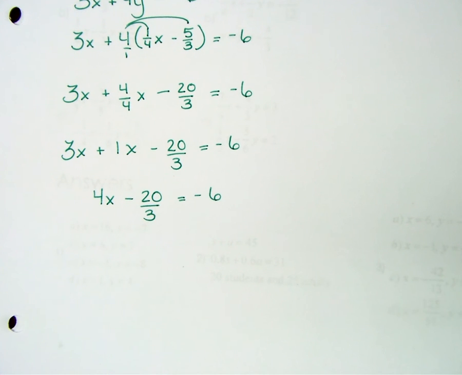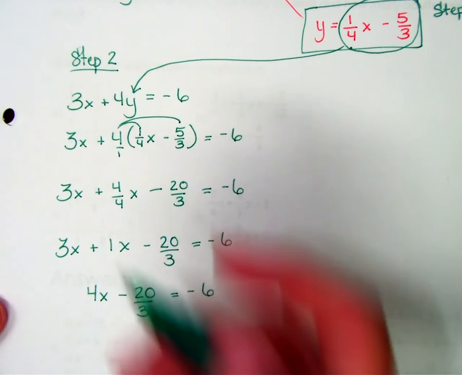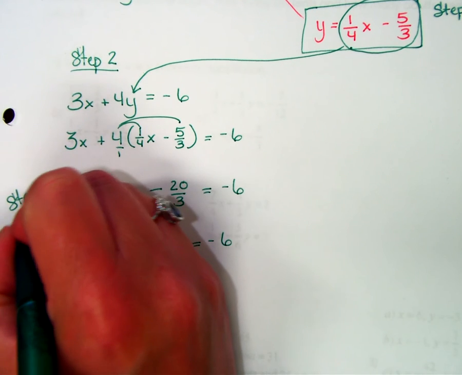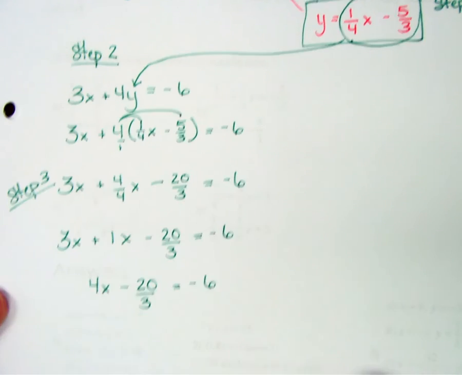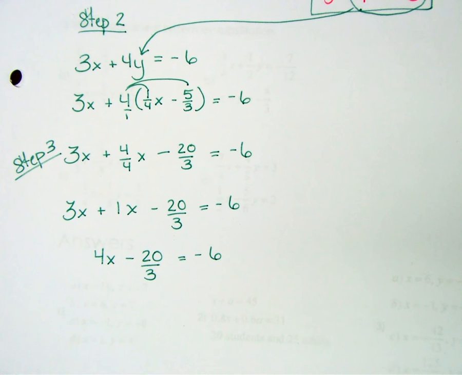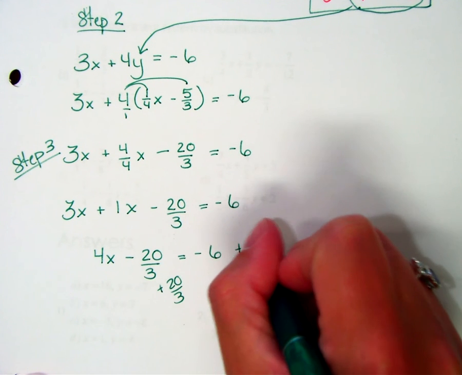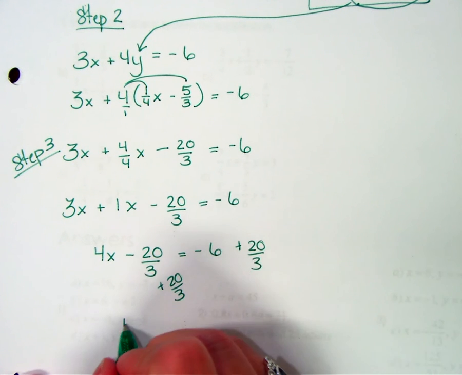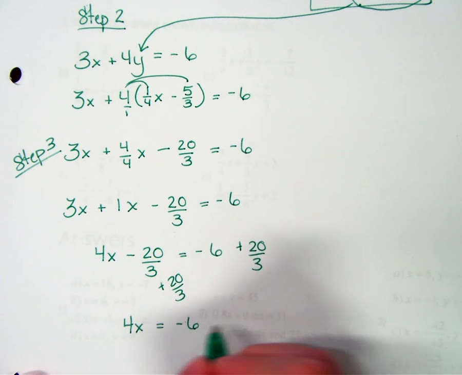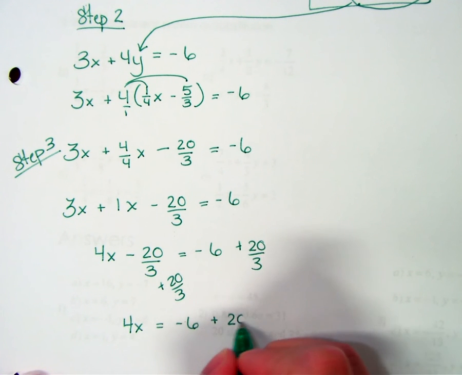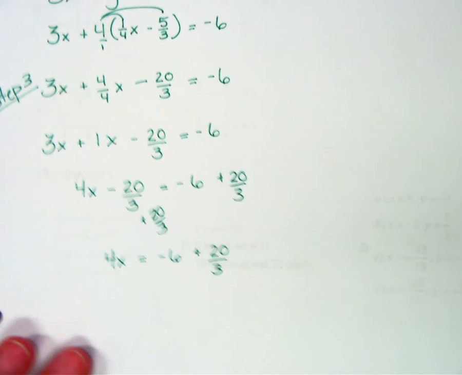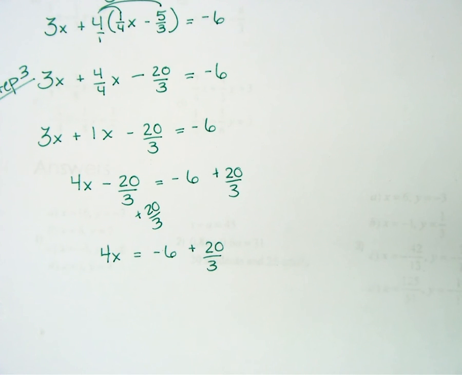So I want to get x by itself because our goal, we are moving on. This is step 3. I didn't label it. Step 3 is where we're going to solve for that variable. So we're going to add 20/3 to both sides. So we have 4x equals -6 plus 20/3. Now, some of you are saying, Ms. Scallion, can I just use decimals at this point? And I would hate for you to use decimals because this will give you a repeating decimal. So I'd like you to stay in fractions.